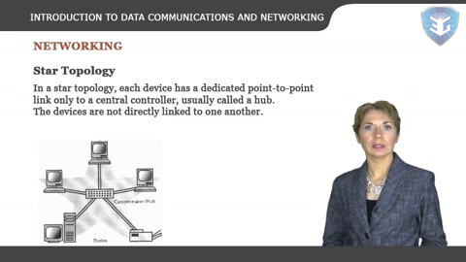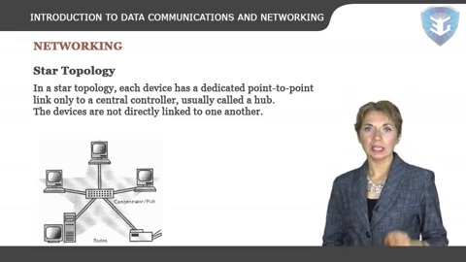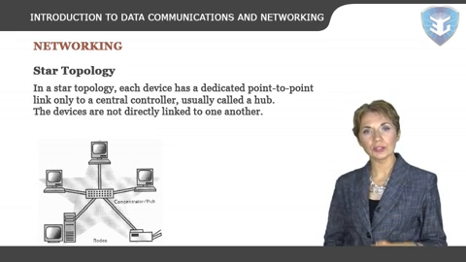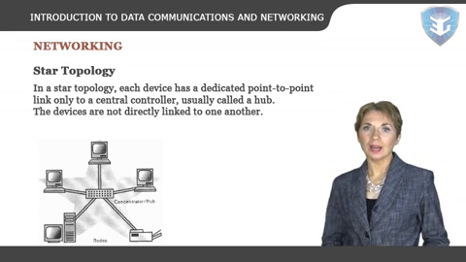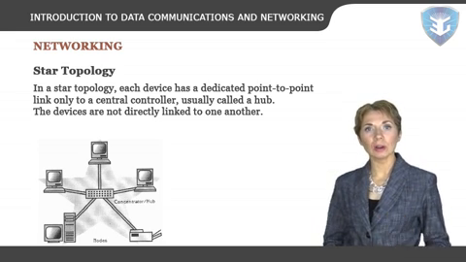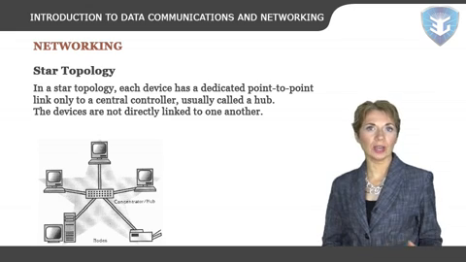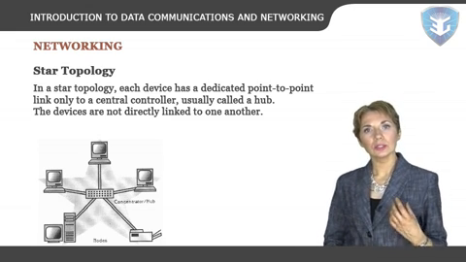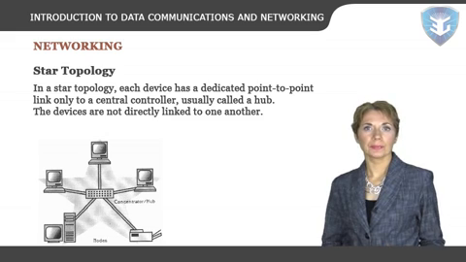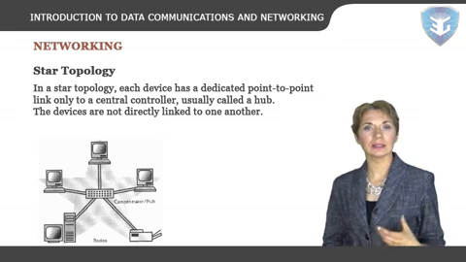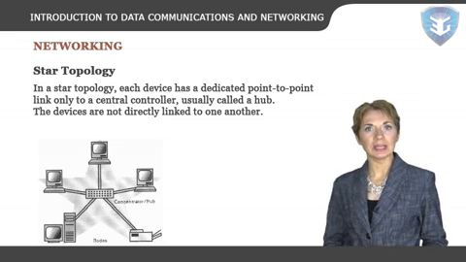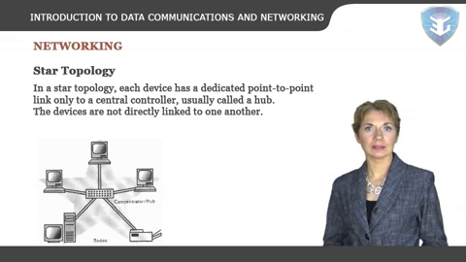Star topology. In a star topology, each device has a dedicated point-to-point link only to a central controller, usually called a hub. The devices are not directly linked to one another. Unlike a mesh topology, a star topology does not allow direct traffic between devices. The controller acts as an exchange. If one device wants to send data to another, it sends the data to the controller, which then relays the data to the other connected device.